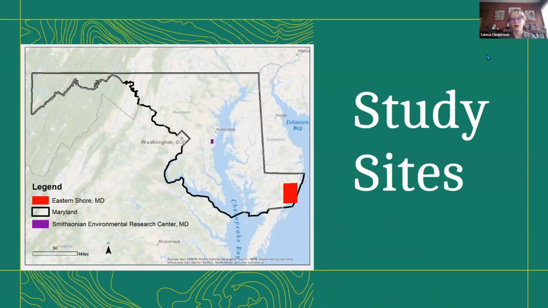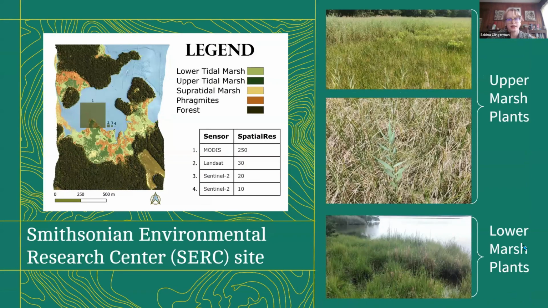So there were two study sites that I mainly focused on. The red section is the eastern shore of Maryland, Assateague Bay, and the little purple section is the Smithsonian Environmental Research Center, or SERC. And that is the first thing that I mapped, actually. The first area was the Smithsonian Environmental Research Center.